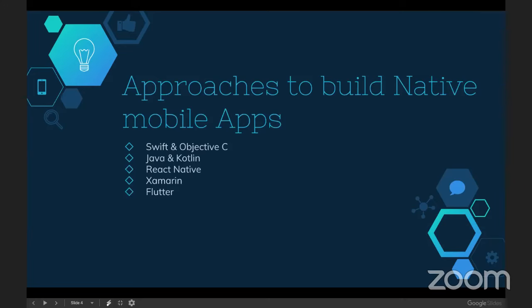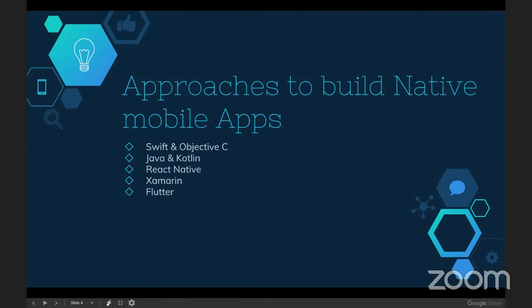To build a mobile app, what are the libraries or frameworks we can pick? To build an iOS app, we need to pick the Swift or Objective-C programming languages. With these two languages, you can build apps only for iOS. And if you want to build an app for Android, you need to pick Java or Kotlin. These two are the languages provided by Android.